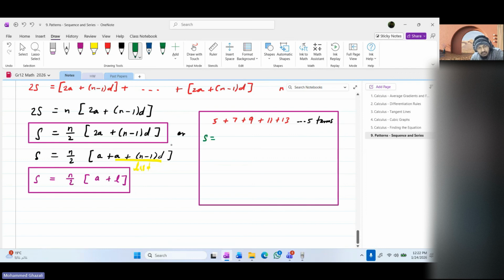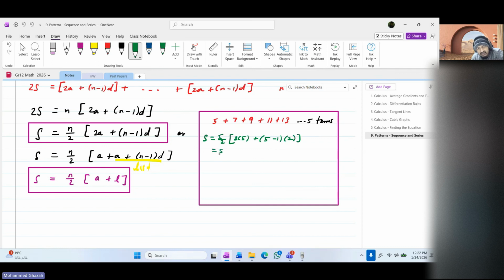So we got S is equal to, what's n? 5. So you're going to say 5 over 2 into 2a plus n minus 1 d. What's 2a? 2 times 5, plus, what's n minus 1? 5 minus 1. And what's the common difference? 7 minus 5, which is 2.